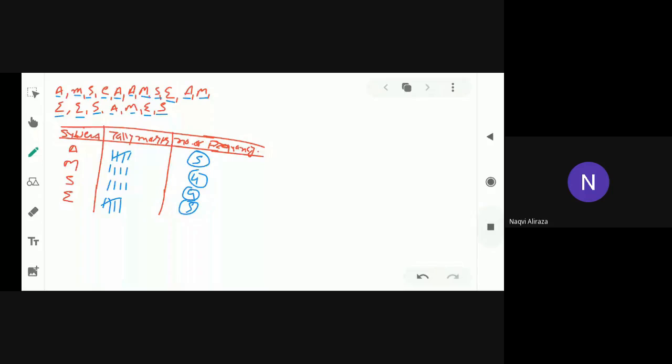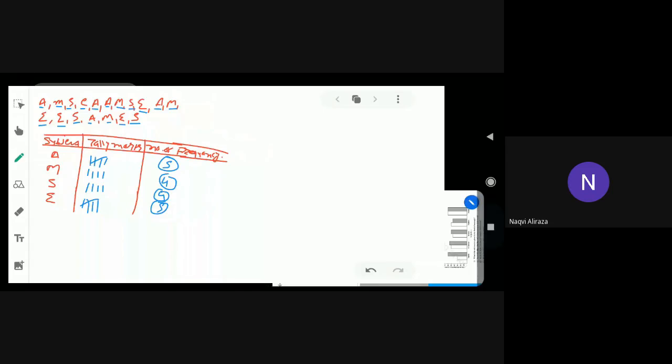Now please see this page. Here some data is given about the favorite subject of all the students in the table. Tally marks and number of students is frequency. Please see here.